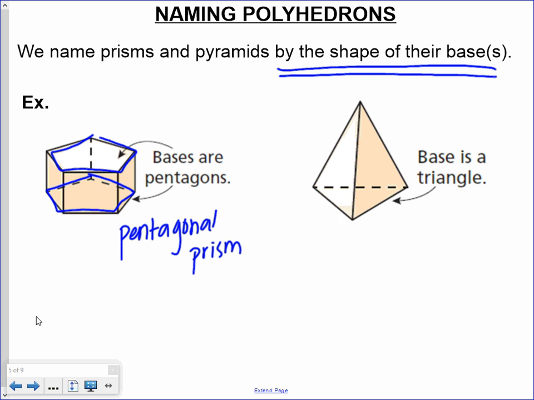The second example is a pyramid, where the shape of the base is a triangle. So we would call it a triangular pyramid. Now you have to get a little creative here because you're trying to make nouns into adjectives, like pentagon. So in years past, if you just put pentagon prism, I'll know what you're talking about. Try to make the noun an adjective if you can, but if you get stuck on the ending of the word, don't worry too much about it.